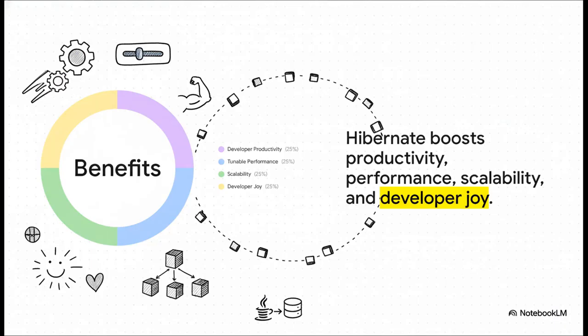The benefits are just huge, and they cover the whole spectrum. We're talking about a massive jump in developer productivity because you're writing so much less boilerplate code. Then you've got tunable performance, and we'll see in a sec, ORM is not always slower. Of course, you get the scalability and robustness that you need for serious applications. And last but not least, something that is so important, developer joy. When you free developers from boring, repetitive tasks, they can focus on what they love, solving real business problems.